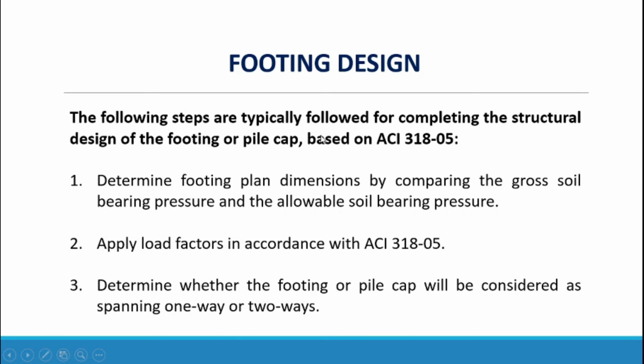The following steps are typically followed for completing the structural design of the footing or pile cap based on ACI, American Concrete Institute 318-05. Number 1, determine footing plan dimensions by comparing the gross soil bearing pressure and the allowable soil bearing pressure. And number 2, apply load factors in accordance with ACI 318-05 and determine whether the footing or pile cap will be considered as spanning one way or two ways.